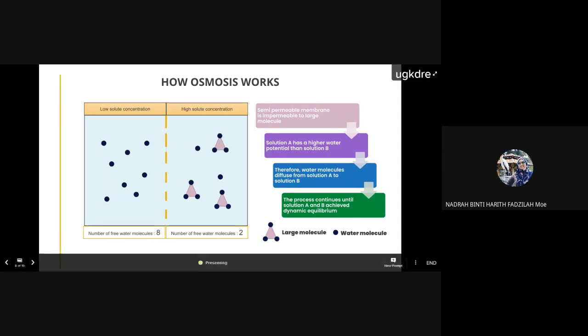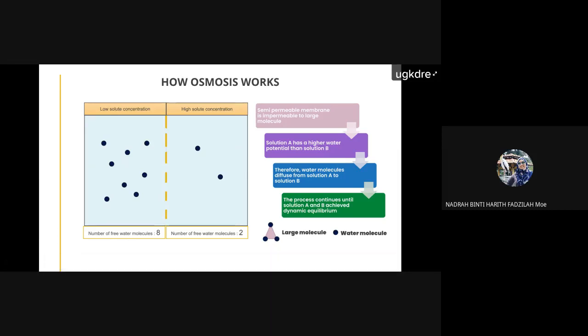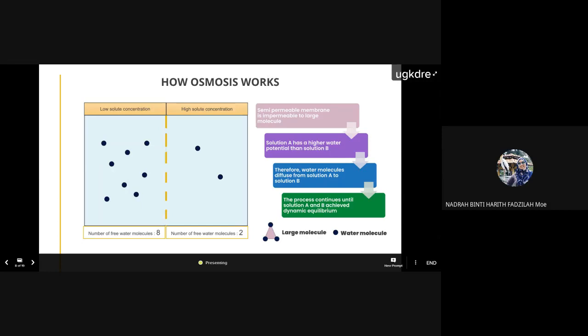So instead of balancing large molecules, we balance out the number of water molecules. So we can see that solution A on the left has a higher water potential than solution B. Mana cikgu tahu? Cikgu kira number of free water molecules on the left, number of free water molecules on the right. The number of free water molecules on the left is higher compared to the right. The number of free water molecules in solution A is higher than in solution B. So instead of balancing out the number of large molecules, we have to balance out the number of water molecules.